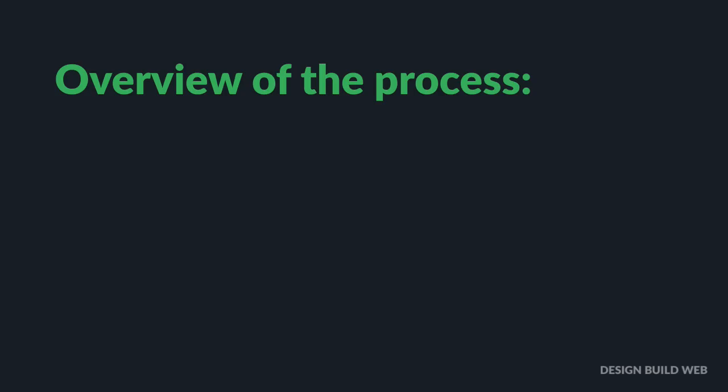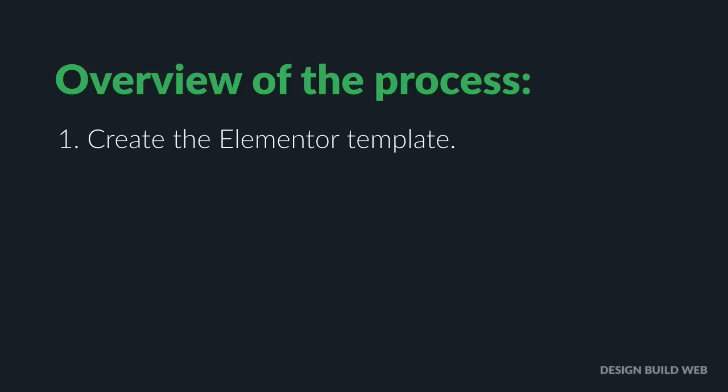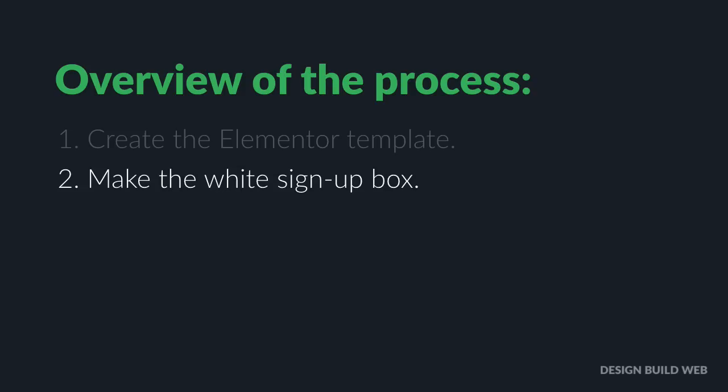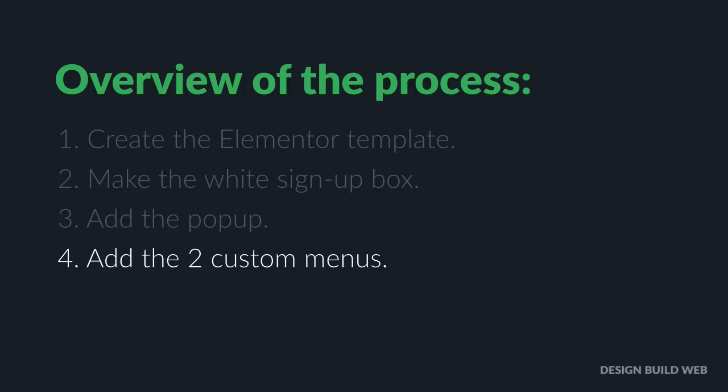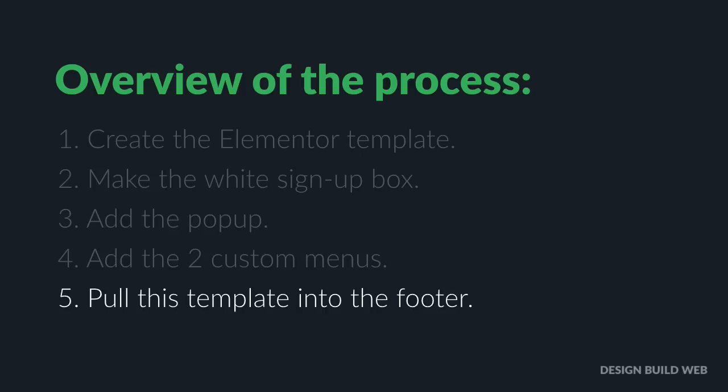So an overview of the process. Firstly, we're going to create the basic Elementor template in the plugin's template library. We'll make the white sign-up box, then we'll add the pop-up, then we'll add the two custom menus, and then finally we'll make it so that this template is pulled into the footer area of all pages of the site automatically.